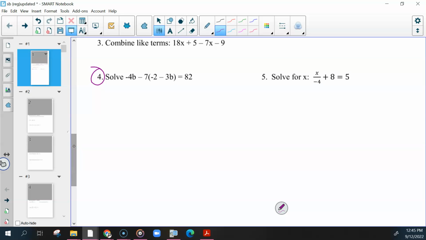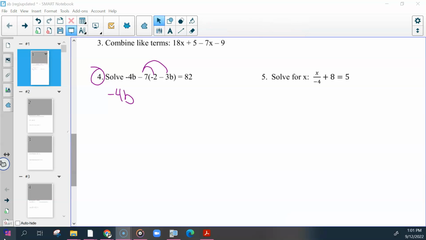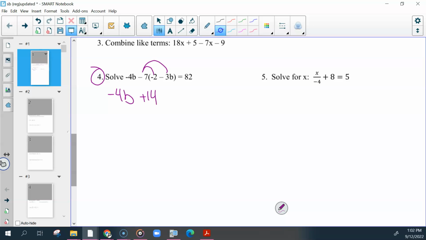So for this one, we need to distribute. Be careful with your signs. So -4b. Okay, so I said be careful with your signs when you're multiplying, because this should be a positive. And then this would also be a positive. If you did not get that, that would be why.